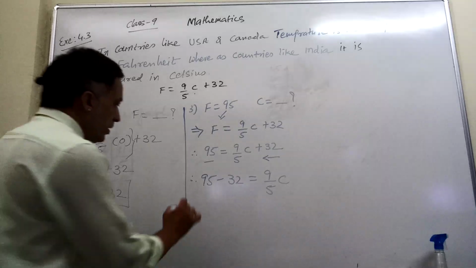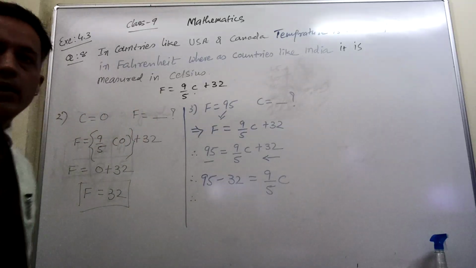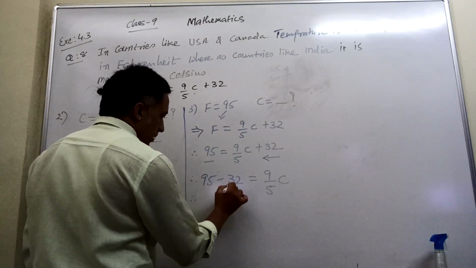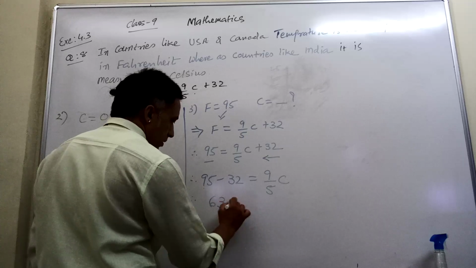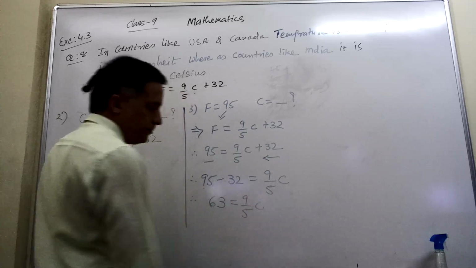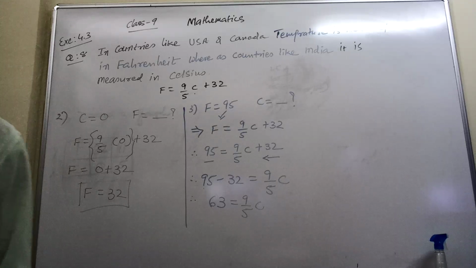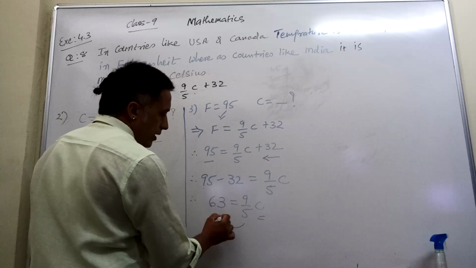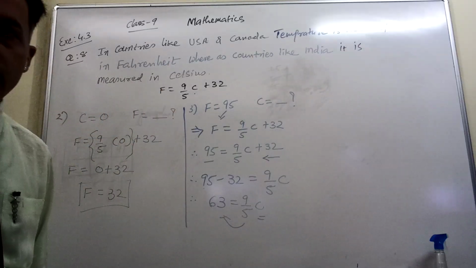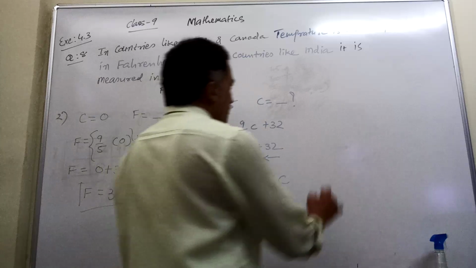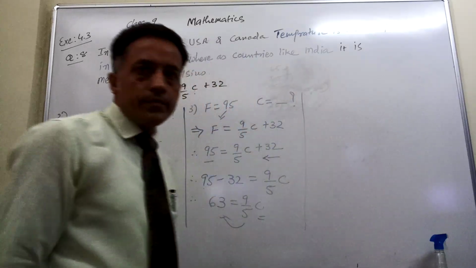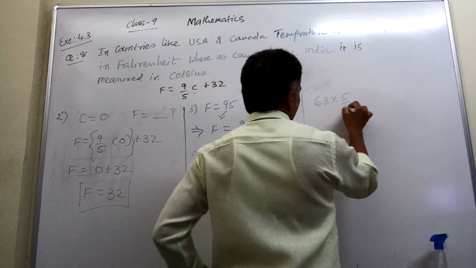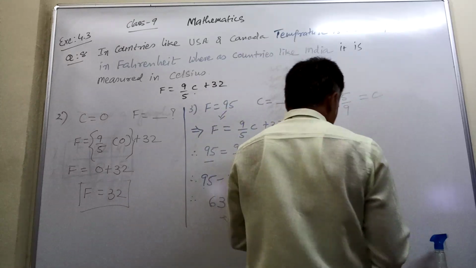Now, when we subtract 95 minus 32: 5 minus 2 is 3, 9 minus 3 is 6. Now I am making C the subject. C is my subject, so I have to shift this 9 upon 5 to the other side of the equal sign. And so, when I shift, what will I have? 63 multiplied by 5 upon 9 is equal to C.